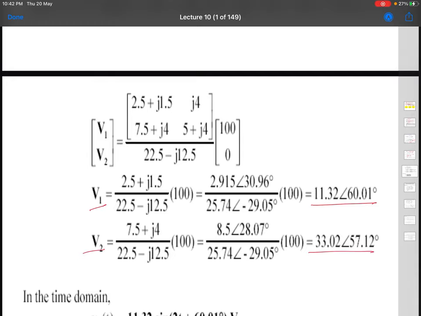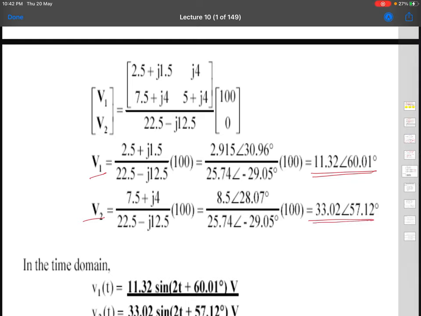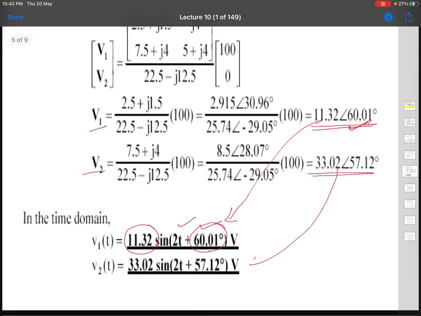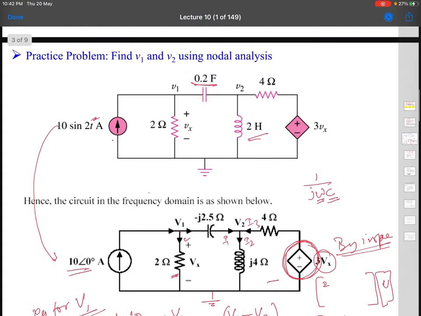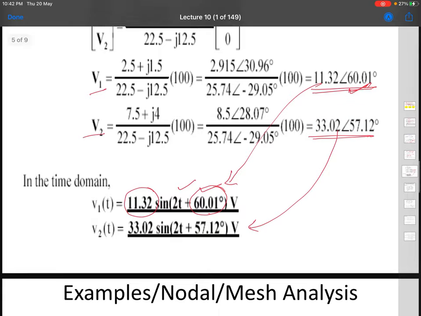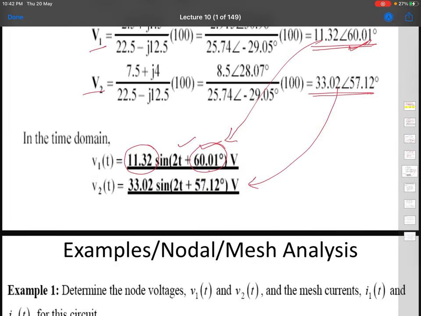Now if you want to know the time domain solution for V1, this is exactly a one-to-one correspondence. It was a sine omega t angle 60, sine omega t angle 60. This angle and this value are simply put over here, just a transformation of this phasor into the time domain, and similarly for the other phasor. This is the advantage you get instead of solving everything in the time domain. If you do it in the time domain, I don't know how you will do it, but if you do it successfully, this is the same result you will get.